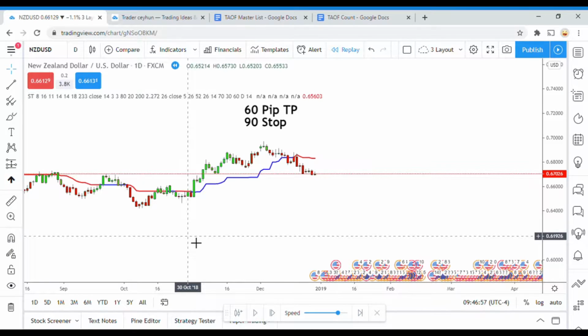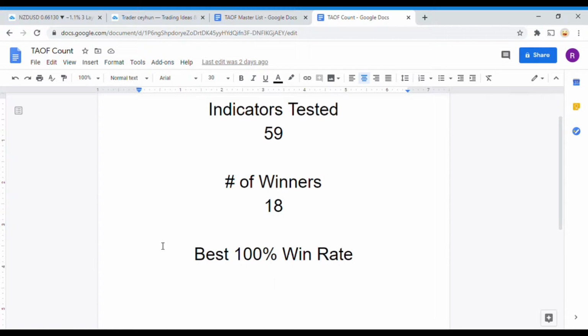Alright, as I said, today we will be testing the Supertrend indicator, but before we do, I wanted to put the indicator scoreboard up for everyone to see. So to date, we have tested 59 indicators, and out of those 59, 18 of them have been profitable, which means that they have met or exceeded the 60% win-loss ratio threshold that we have set. The best one so far was able to achieve a 100% win rate.